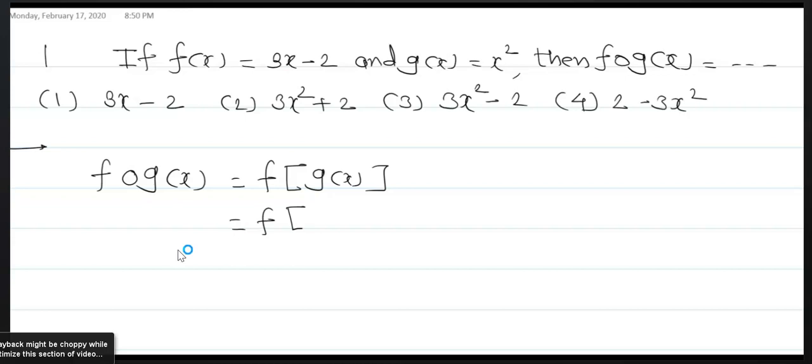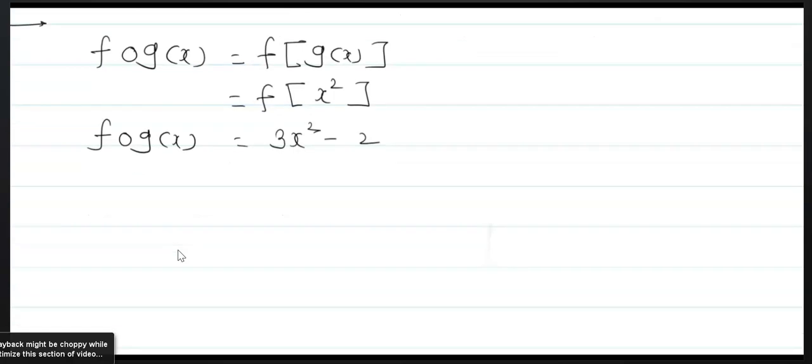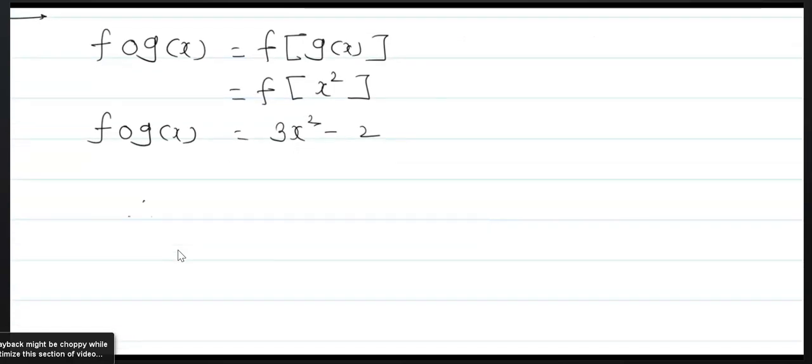That is f o g of x, that is f of g of x. But what is the g of x? It is x square. And that is equal to 3x square minus 2, and hence option 3 is the correct one.